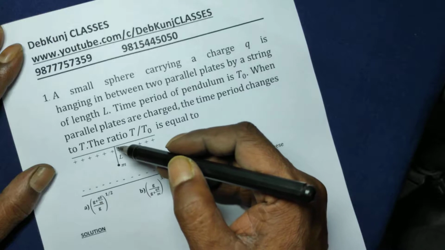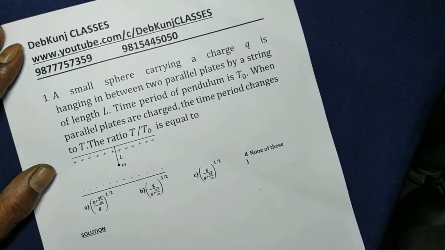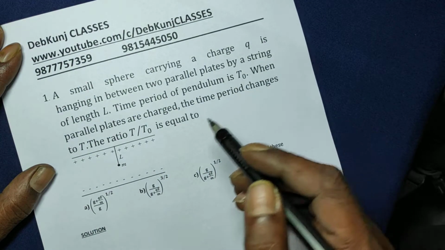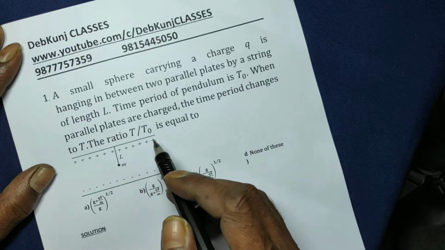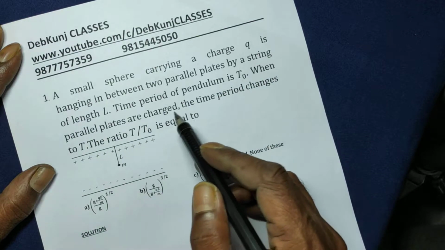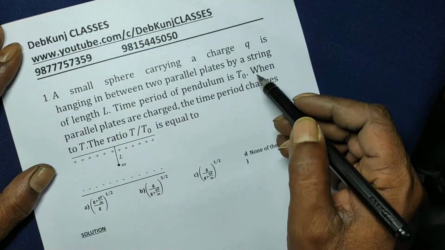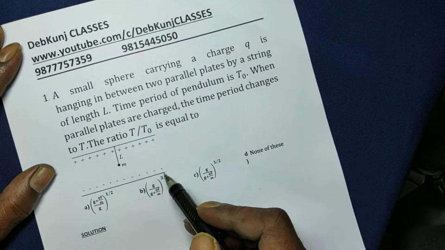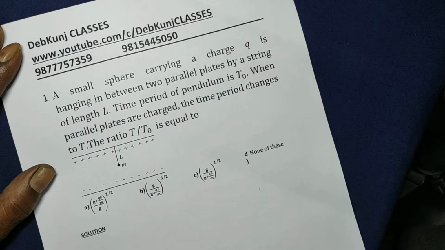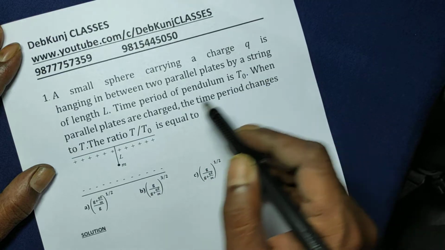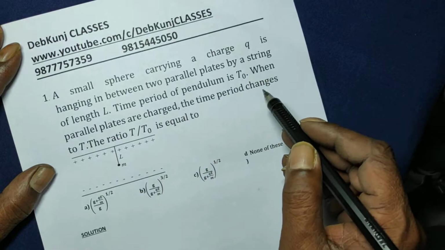The length of the string from this point to this point is L, capital L. The time period of the pendulum is T naught before the plates were charged. Now the two plates are charged, right? When the parallel plates are charged, the time period changes to T.